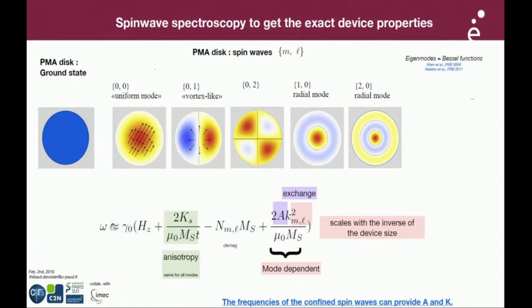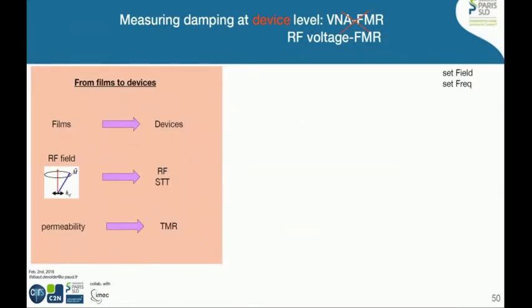Somehow, there are analytical theories for the frequencies of these spin waves. These analytical theories do not work quantitatively, but they describe qualitatively well what is happening. And the frequency of these modes depends also on the anisotropy and on the demagnetizing term, but the leading factor that discriminates the frequencies of these different eigenmodes is the exchange stiffness of the material. So I'll try to measure this.